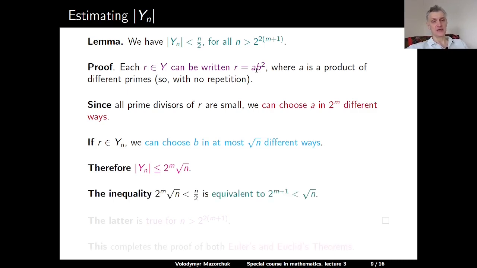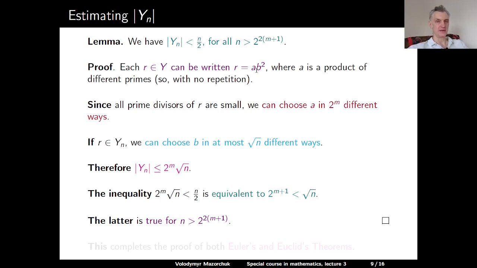And now we just need to solve the inequality. 2 to the power m times the square root of n is smaller than n divided by 2. And this is equivalent to the inequality 2 to the power m plus 1 smaller than the square root of n. And the latter is true if n is greater than 2 to the power 2 times m plus 1. And this completes the proof of this lemma.